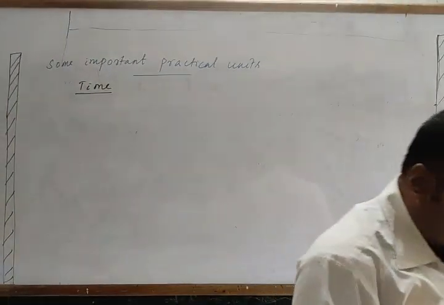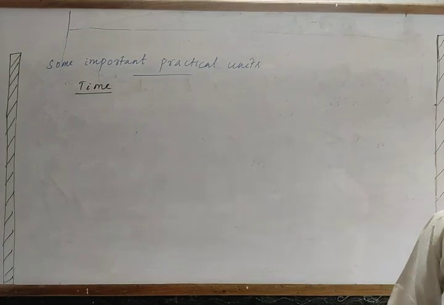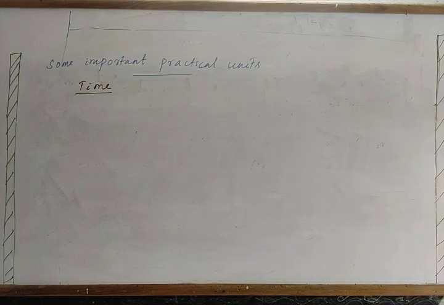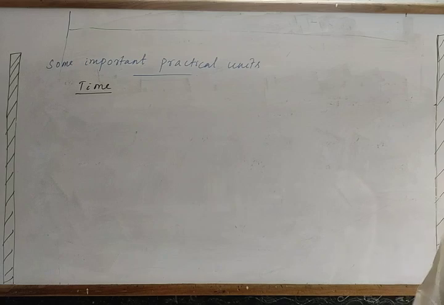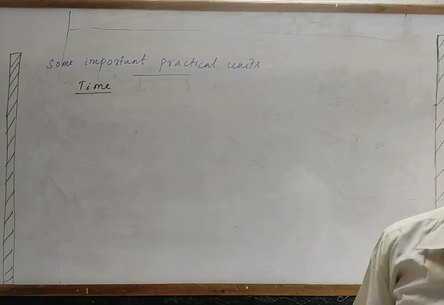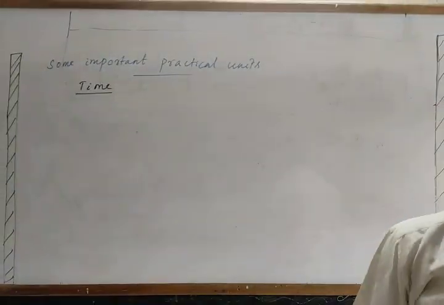So for practical units, one is the solar day. What is the solar day? It is the time interval between two successive passes of the sun across the meridian. That is a solar day. Means it is the time taken by the earth to complete one rotation about its own axis with respect to the sun.